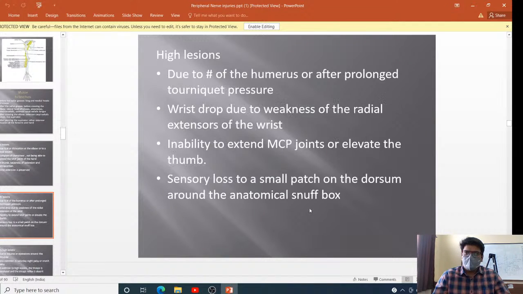In high lesions, that means it is due to fracture of the humerus or after prolonged tourniquet pressure, there is wrist drop. The wrist extension is gone due to weakness of the radial extensors of the wrist, like extensor carpi radialis longus and brevis. Inability to extend the MCP joint because of extensor digitorum. Extensor digitorum is gone. Sensory loss over a small patch on the dorsum, the anatomical snuff box.